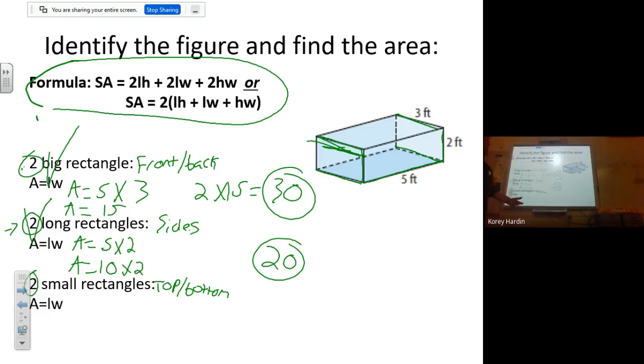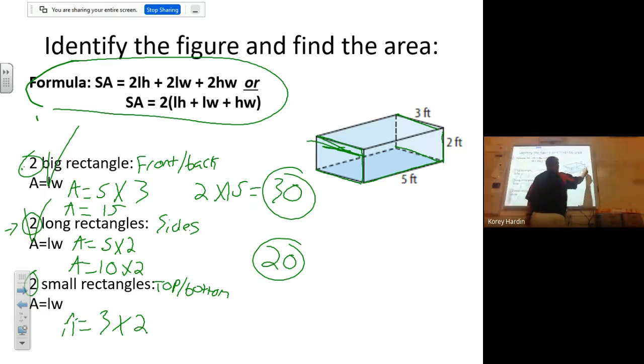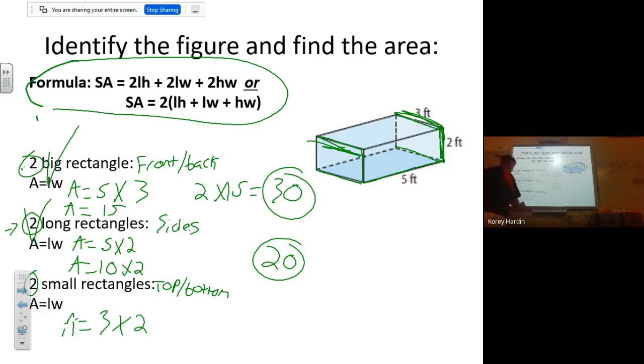Got that one. Lastly, the top and bottom. So I've got area equals the length times width. Area equals 3 times 2, because I've got the top and the side. So 2 times 3 or 3 times 2, whichever one, is going to be 6. Now, I multiply it by 2 because there is 2. 2 times 6 is 12. So, I've accounted for all of my sides.